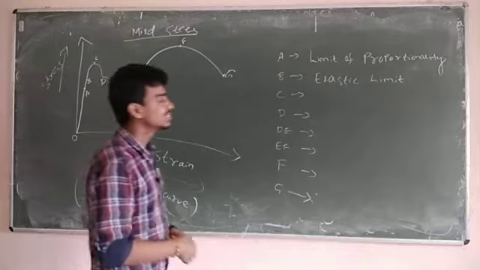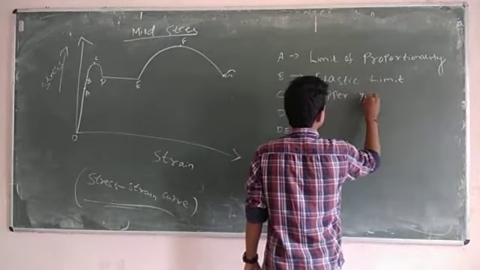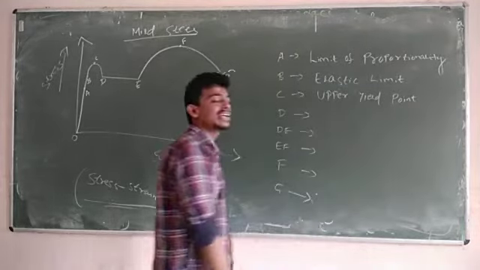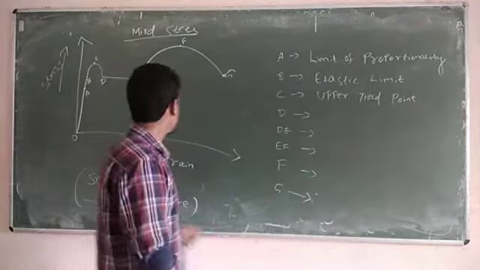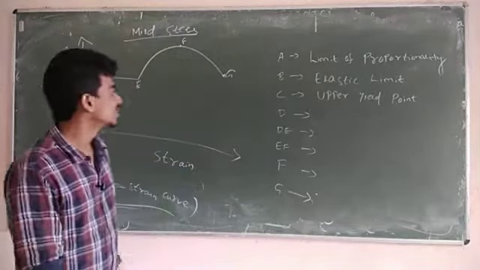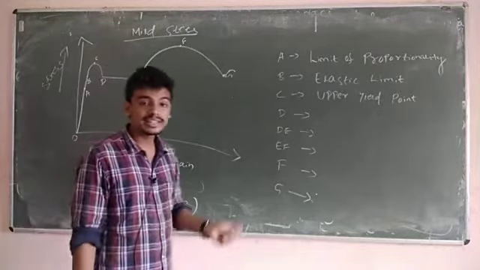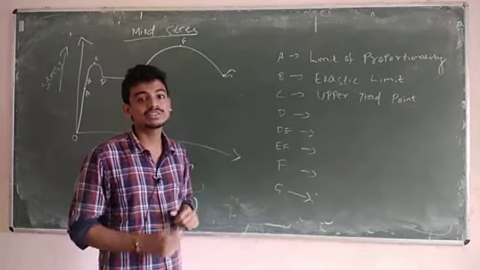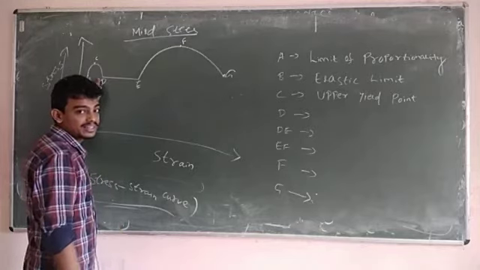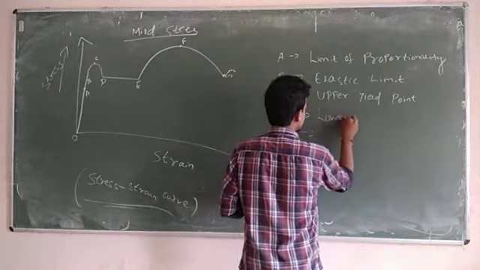Next we move to the C point. C point is called the upper yield point. That means after the elastic limit, one point will come where yielding happens, where the yield stress occurs, and that is called the upper yield point. Another point, without increasing any stress, is the D point. That is also a yield point, but it is the lower yield point.